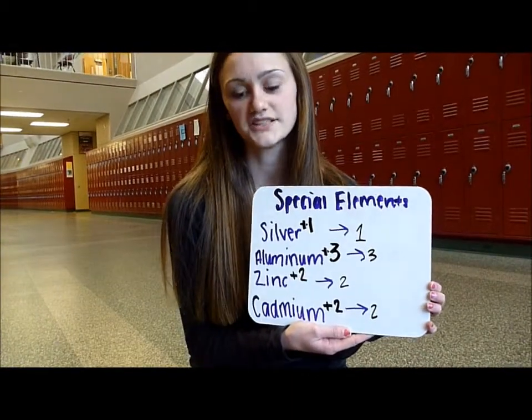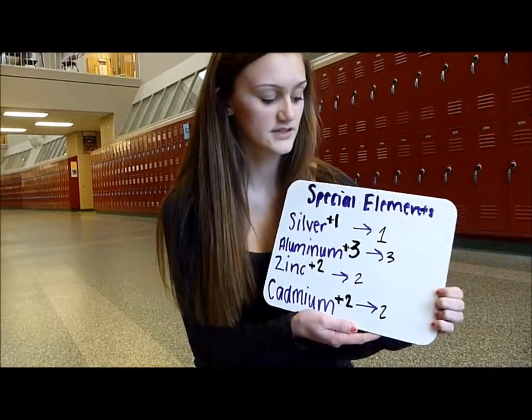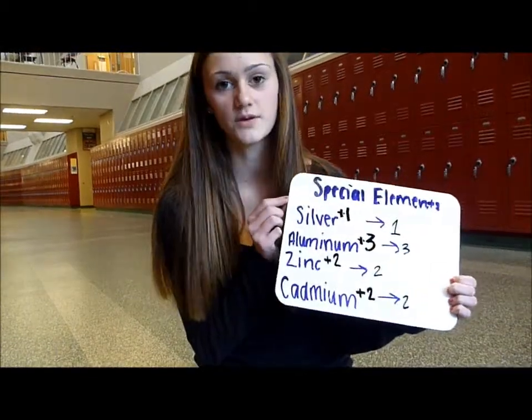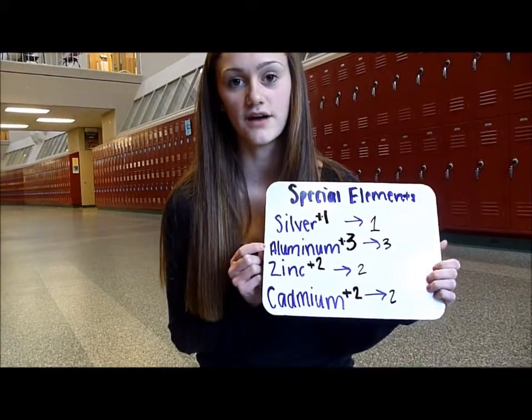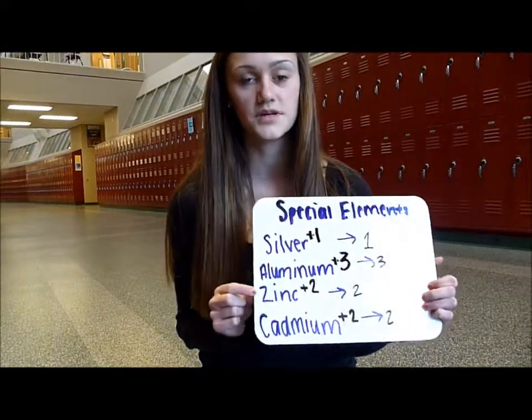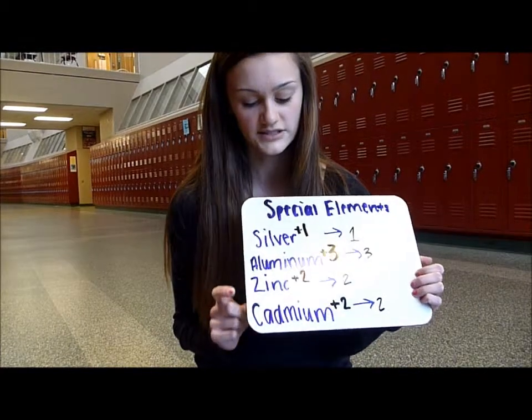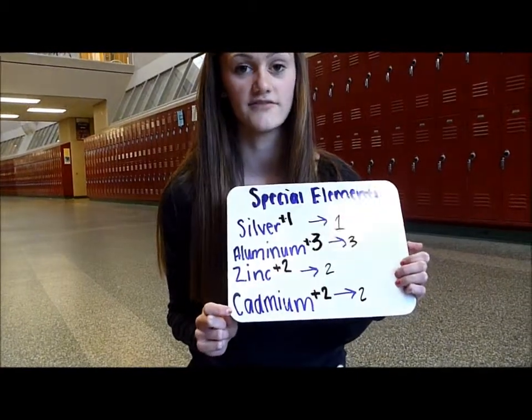These are the special transition metals. They all have distinct charges. Silver is +1, meaning it has 1 valence electron. Aluminum is +3, meaning it'll have 3 valence electrons. Zinc is +2, meaning it'll have 2 valence electrons. And cadmium is +2, meaning it'll have 2 valence electrons.